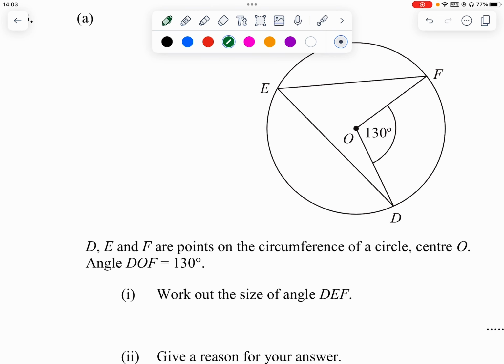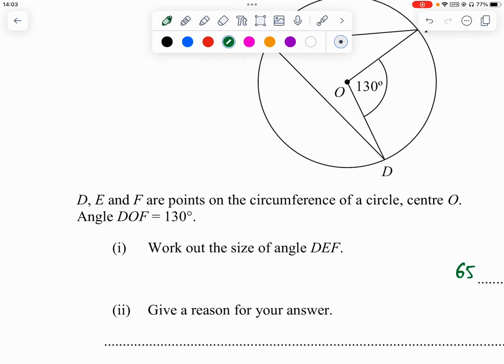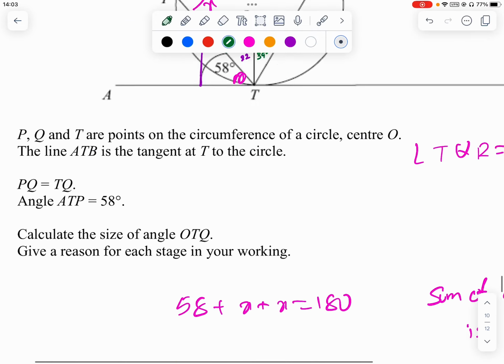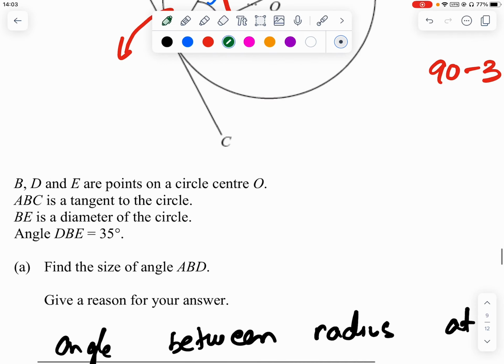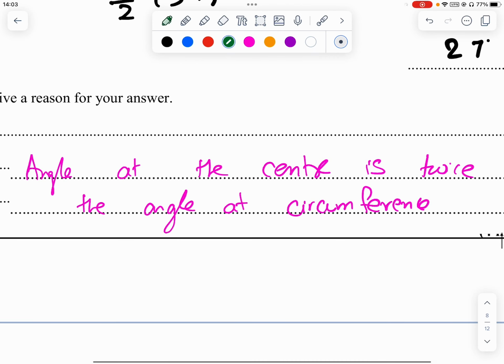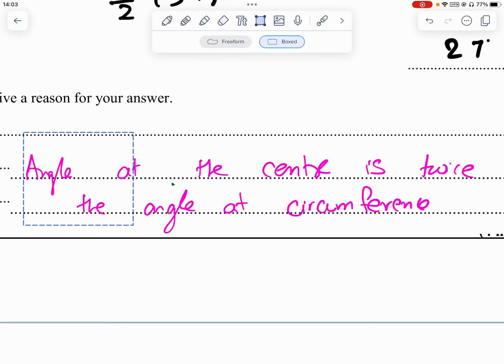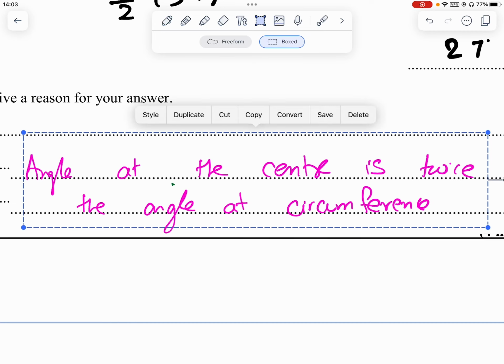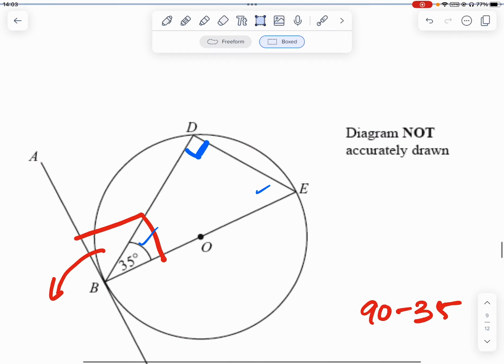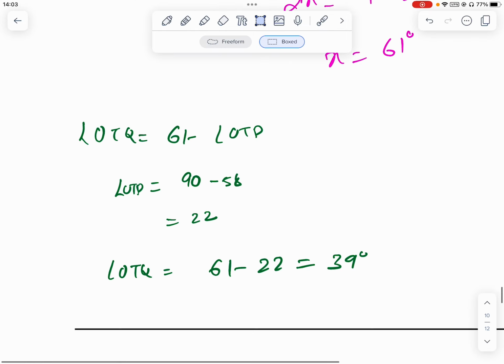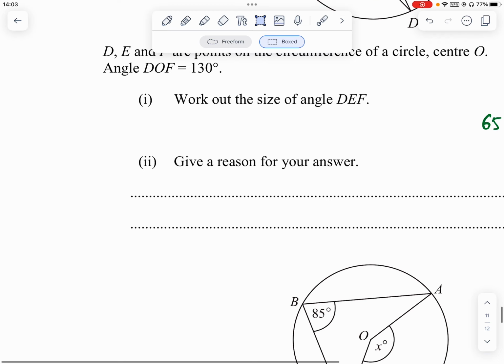Question number 13. Give the angle DEF. DEF equals nothing but how much? 65 degrees. The reason is the angle at the center is twice the angle at the circumference. So we have done it over here. So we copy this. Angle at the center is twice the angle at the circumference.